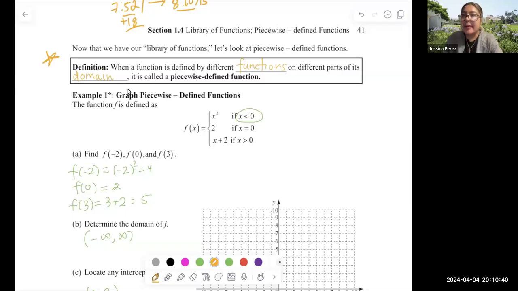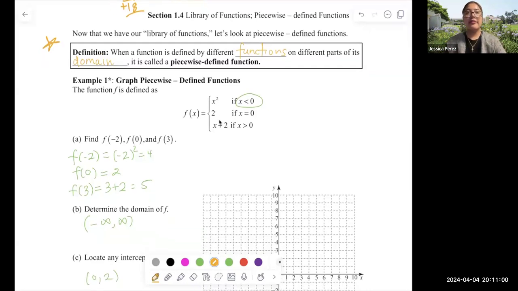Alrighty, so we are back from break and we are left here in piecewise functions. This is the last part of section 1.4 before we move on to 1.5. So let's talk about the definition of what a piecewise function is. A piecewise function is when a function is defined by different functions, or different pieces, of its domain.